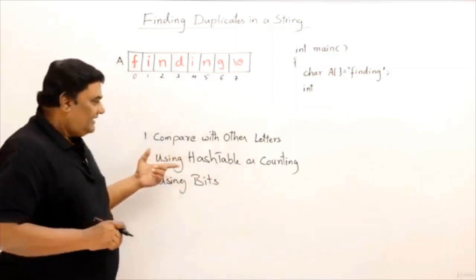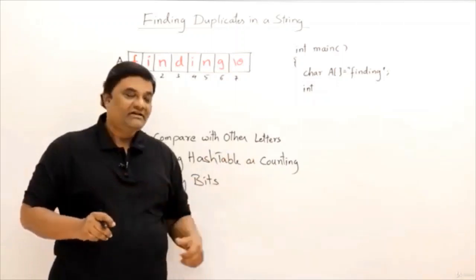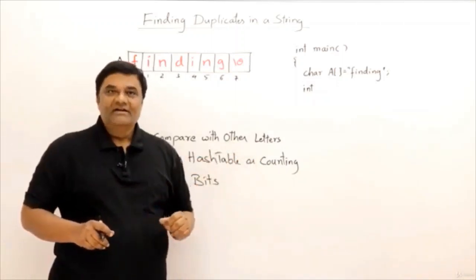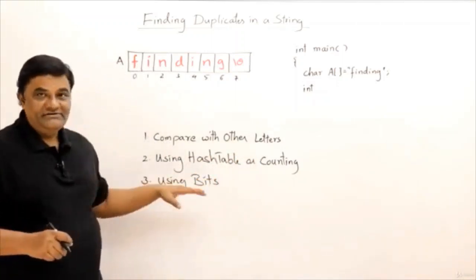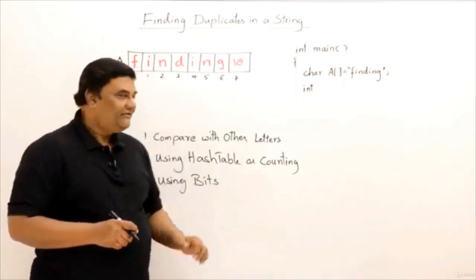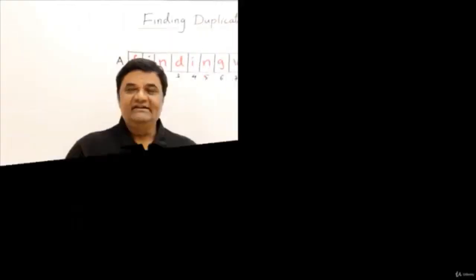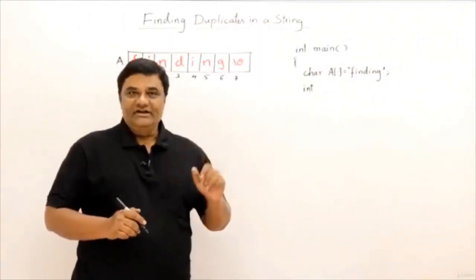Then the second method is also similar to the one we have already seen, but there is a little change here, so I will explain this one. Then the third one is the new one, that is using bits, which I will cover in the next video. So let us start with the first method, comparing with other elements. Let us see comparing an alphabet with the rest of the alphabets.